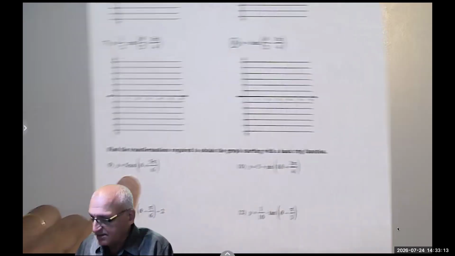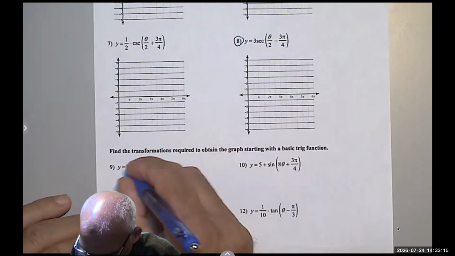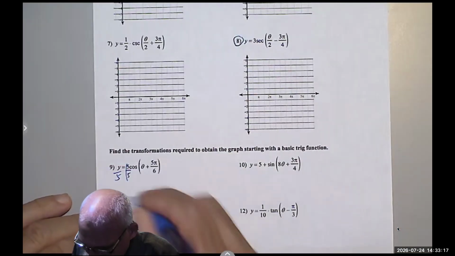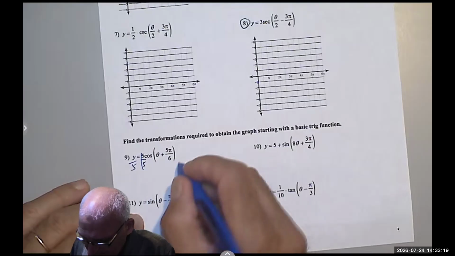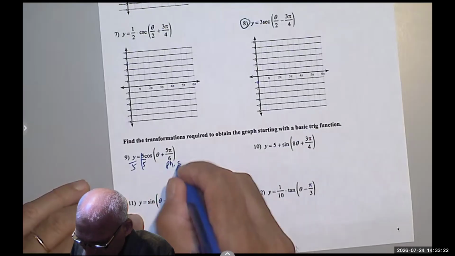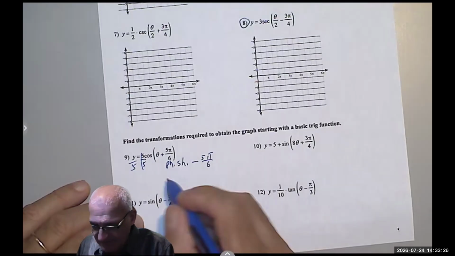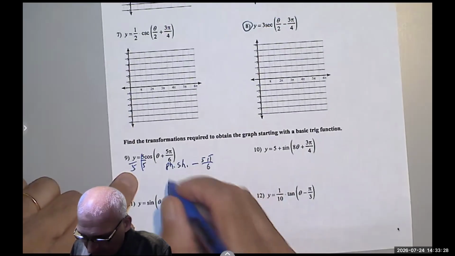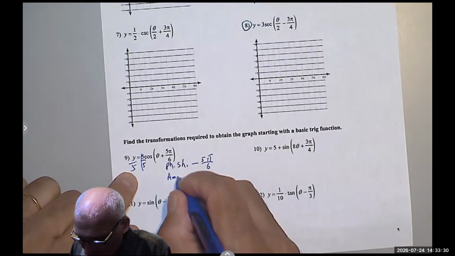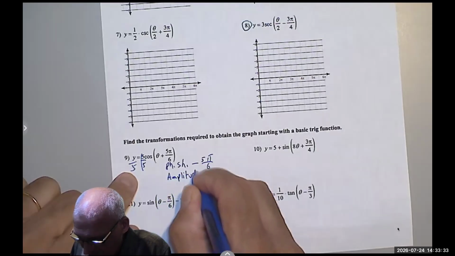So what did we do here? First of all, I'm going to divide by 5, and then I'm going to say phase shift of negative 5 pi over 6 because I want to subtract. And then I'm going to multiply the y by 5. Amplitude becomes 5.